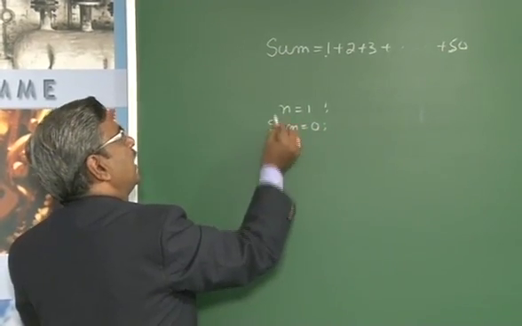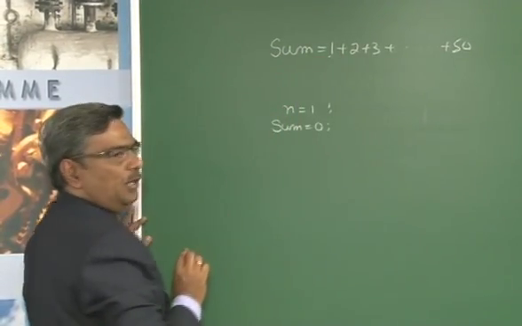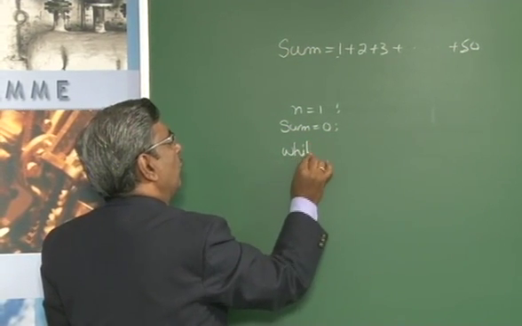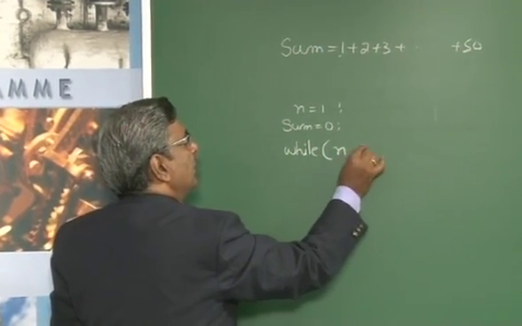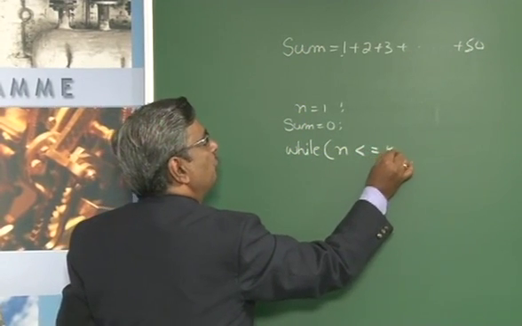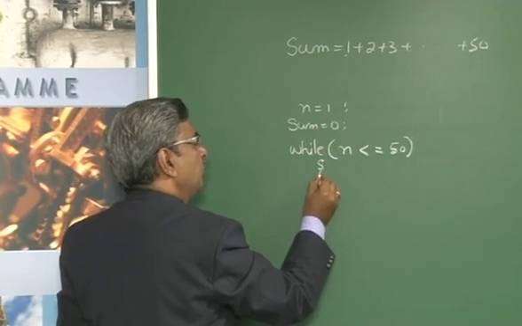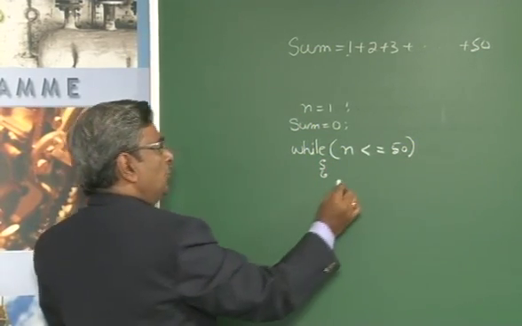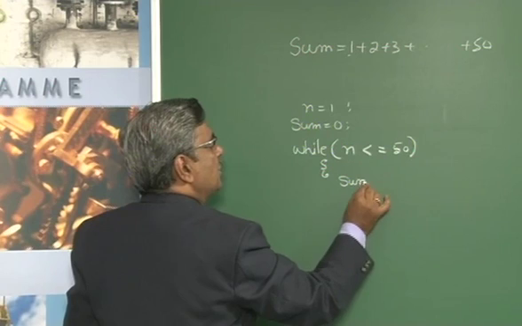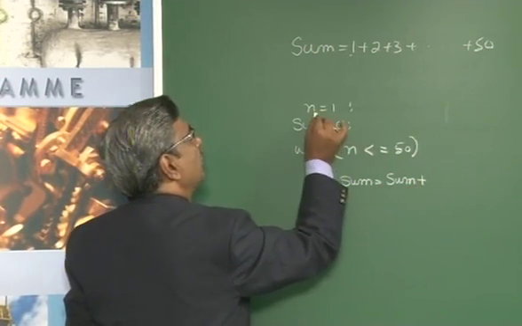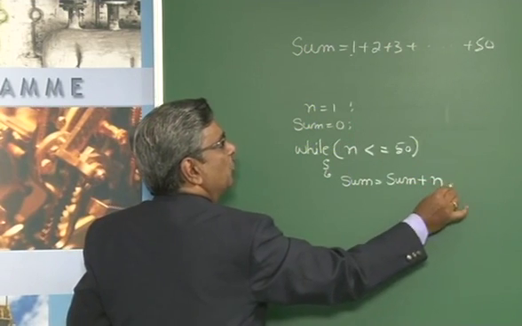This sum is the variable that keeps track of the summation of all these statements. I will put a condition: while n less than or equal to 50, no semicolon here, you remember this point, put begin. The new value of sum is equal to the old value of sum plus whatever the value of n is at that moment.